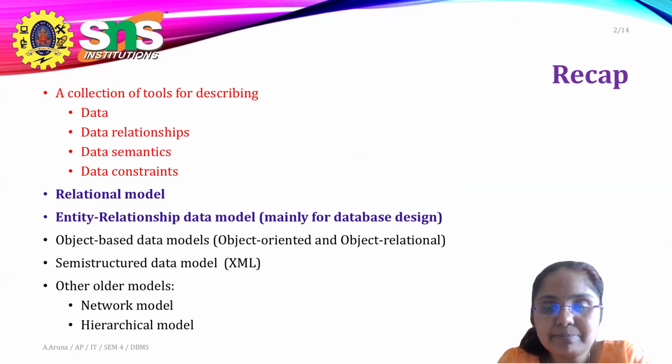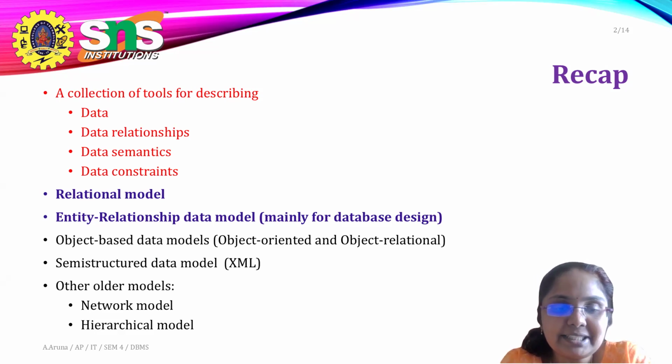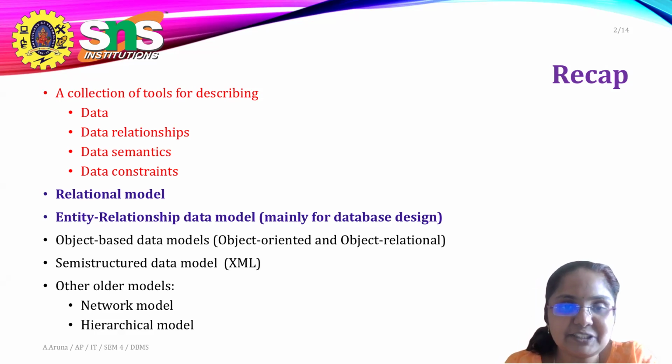So in our database management system, our model can be classified into 5 types. One is the relational model. Second is the entity relationship data model, mainly used for database design. The next is the object-based data model, which is object-oriented along with the relationship model. Semi-structured data model, it can be represented in XML format. Other models are the hierarchical model and the network model. So these are the various models for representing our data, relationships, semantics, and its constraint.